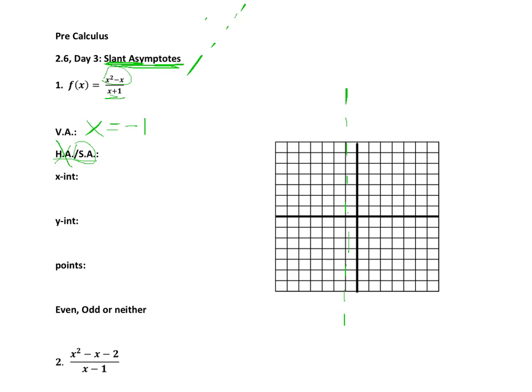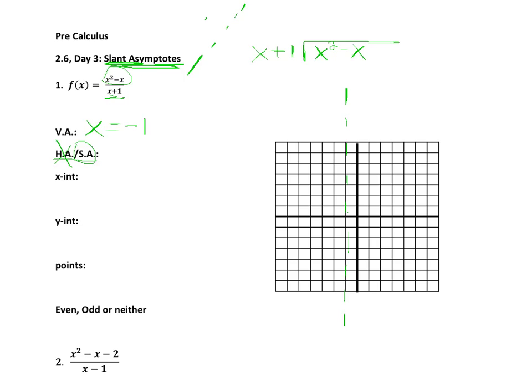Now, how are we going to get the equation for this? We're going to go back to good old long division. Remember I showed you a little bit, but we didn't do it a whole lot. We mostly did synthetic division. This, you have to use long division. So for this, I'm going to take the x plus 1, put the work up here, and divide that into the x squared minus x. Whatever I get on top is going to be my equation for the slant asymptote.